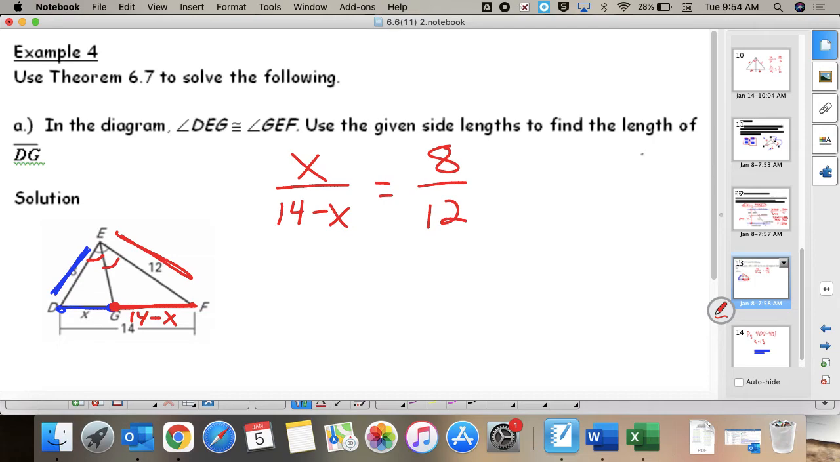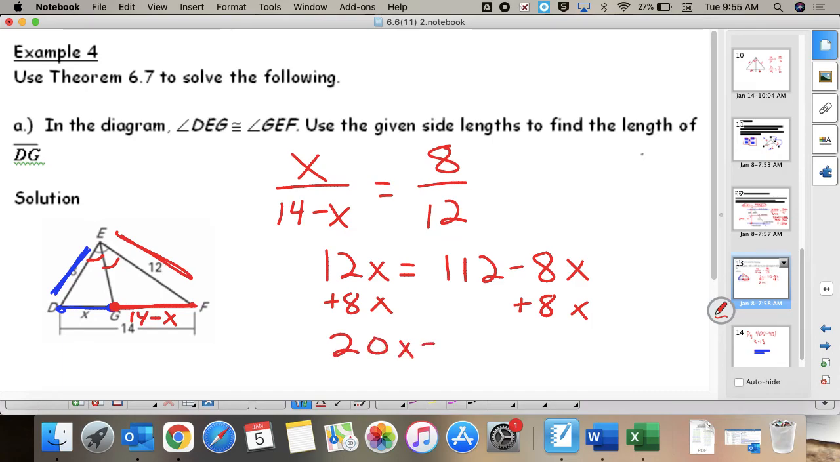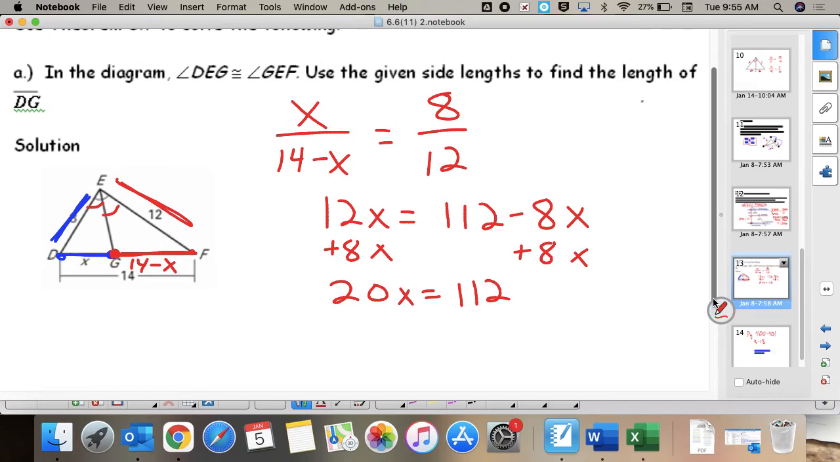So when we cross multiply here, 12 times X is 12X. 8 times 14 minus X, we get 112 minus 8X. So we'll add our 8X to both sides. So 20X equals 112. And then we'll divide by 20. We get X to equal 5.6. That means that X is 5.6, which is DG, which is exactly what they asked for.